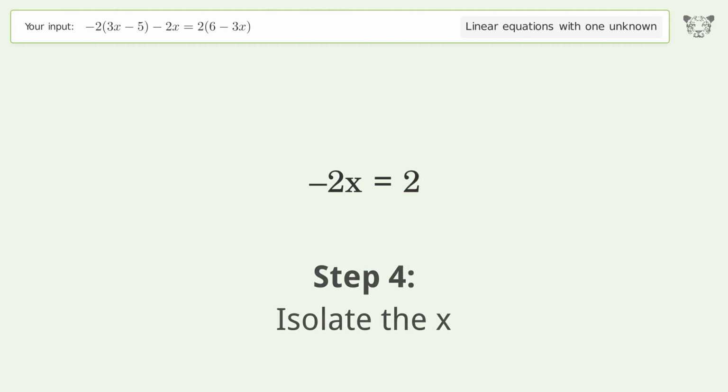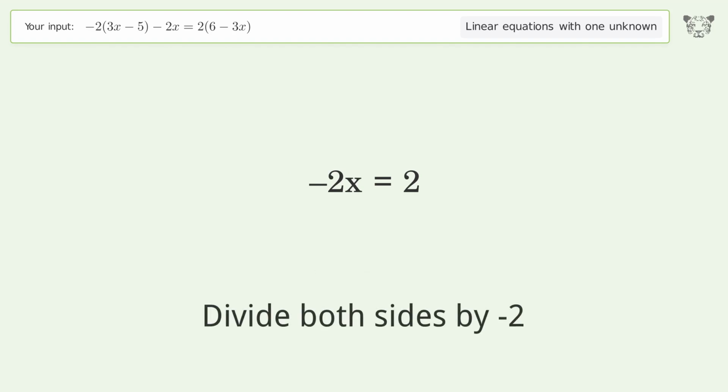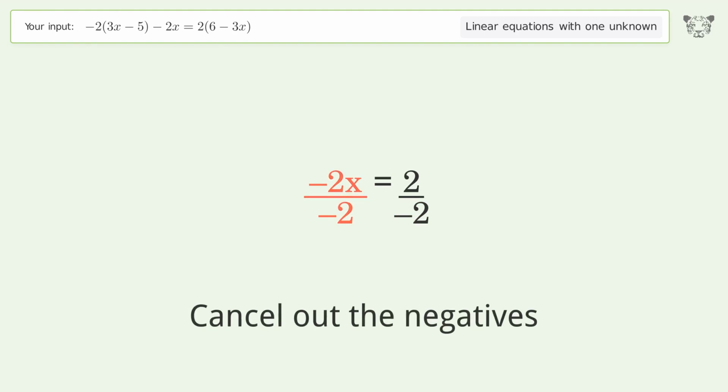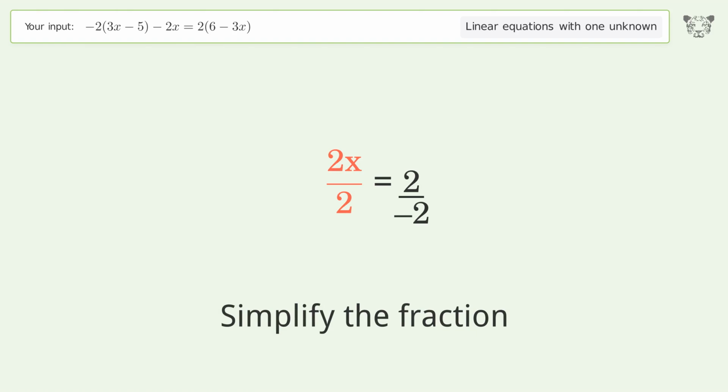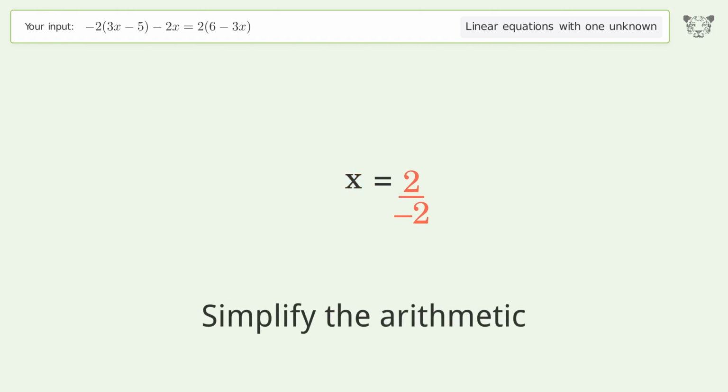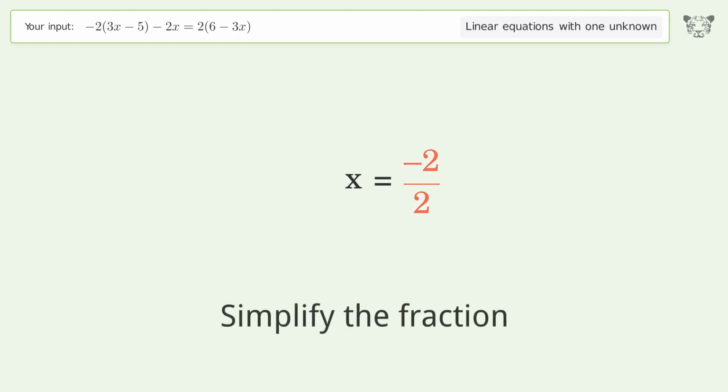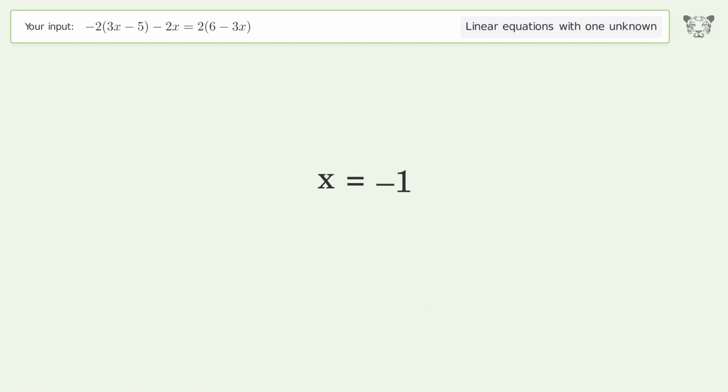Isolate the x. Divide both sides by -2. Cancel out the negatives. Simplify the fraction. Simplify the arithmetic. Simplify the fraction. And so the final result is x equals -1.